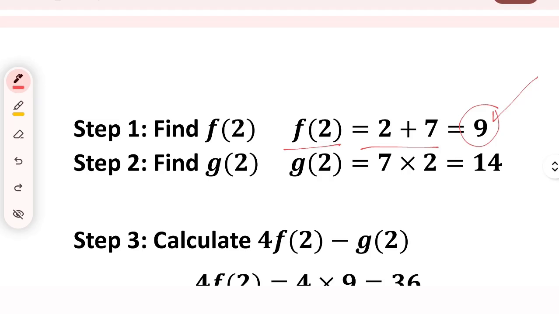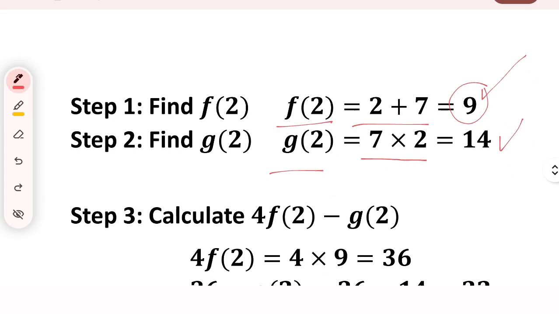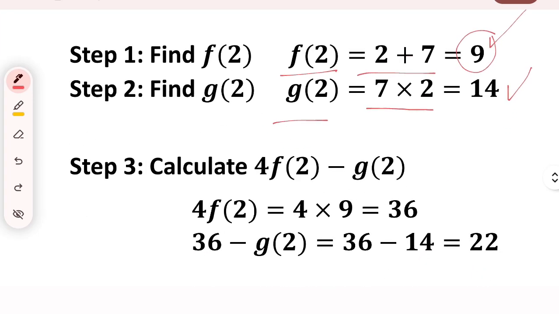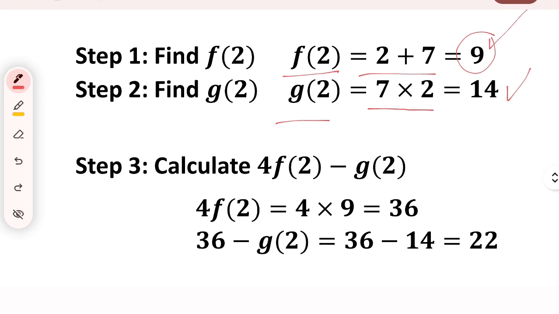What about the other function? Since it is g of x, it's actually g of 2. And we have 7 times x, but x is 2. So 7 times 2 is 14. So these are the values of our functions when we replaced x by 2. That's 9 and 14.